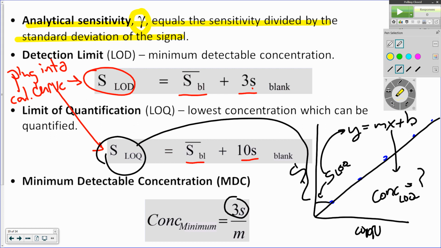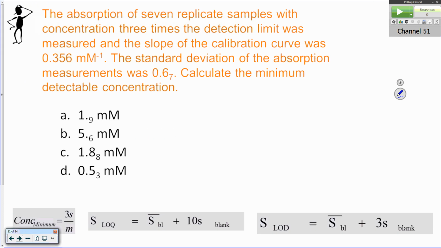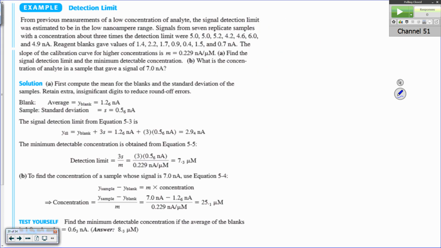Okay, so that sensitivity is going to be m for the slope divided by the standard deviation. So it's the slope divided by the standard deviation that we have. Is it as popular as using the other terms? No, but it's something you may have to do sometimes. All right, let's come back to that guy.